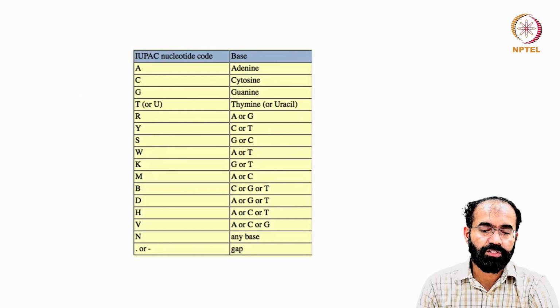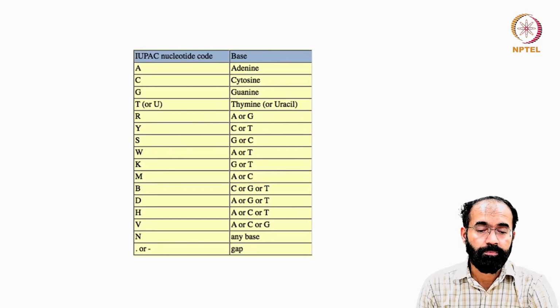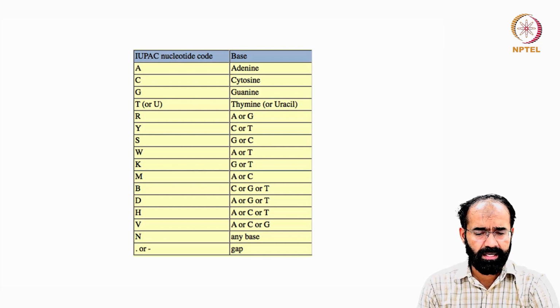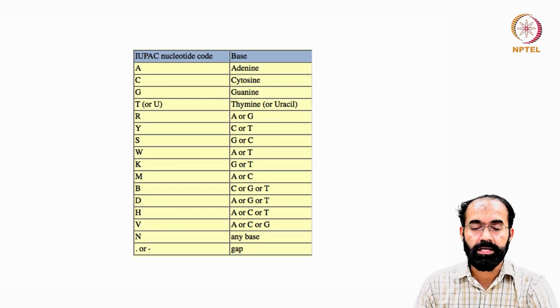For your convenience, we will show that this is the IUPAC nucleotide code: A, C, G and T or U, and that is the nitrogen base, that is the nucleotide, and R stands for A or G, which is nothing but purine, and Y stands for pyrimidine, that is C or T, and so on and so forth. You can see it, and that is the code which is used in the previous slide.